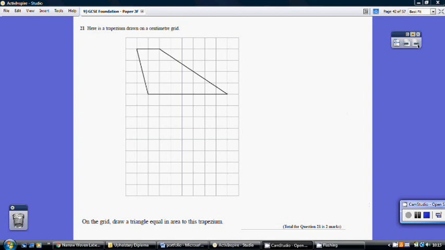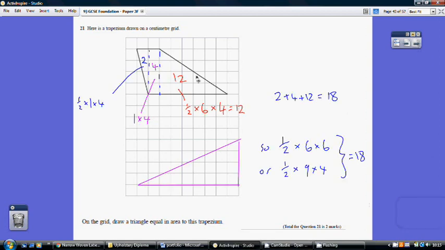Question 21. Well, we need to start off by working out the area of this trapezium. So break it up into 3 simple shapes. So I've broken it up into this little triangle here, this rectangle here, and this triangle here. And I'm going to work out the area of each. Now this little triangle on the end has really got a base of 1 and a height of 4. So the area of that triangle is half times 1 times 4, which is 2.